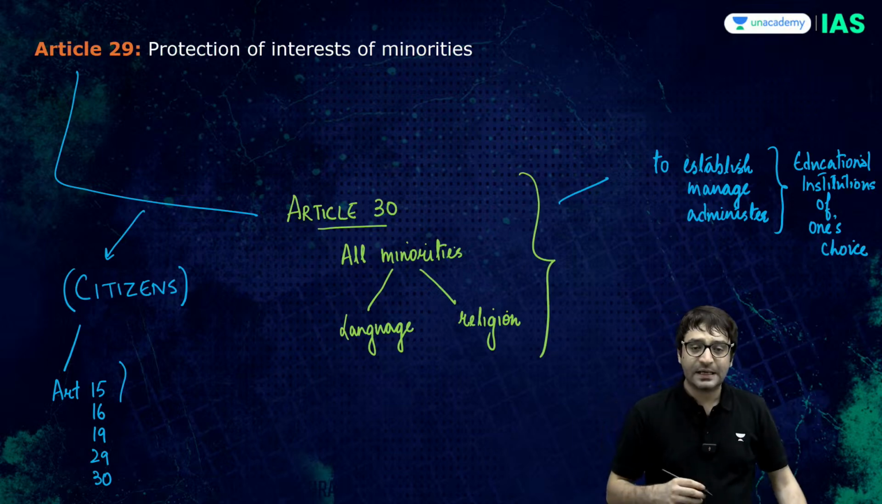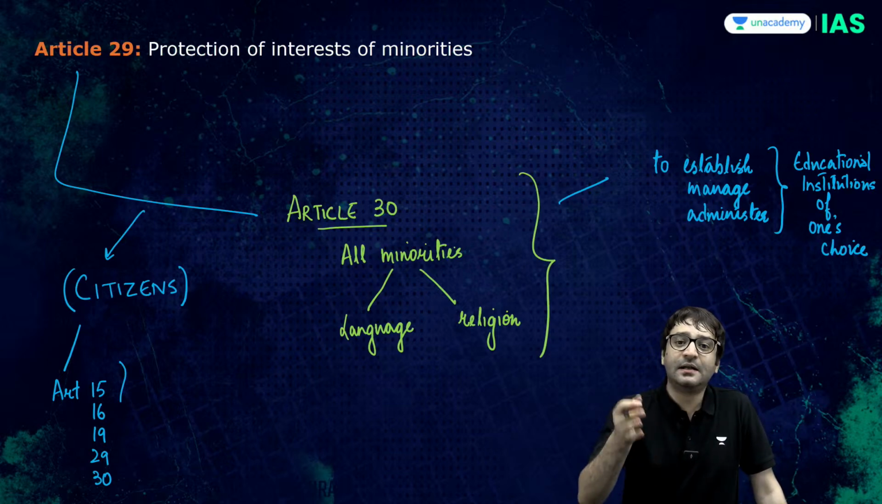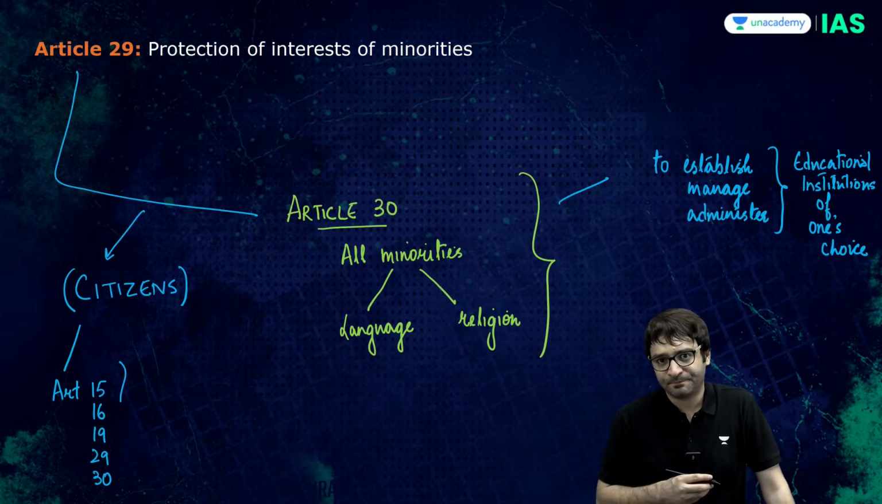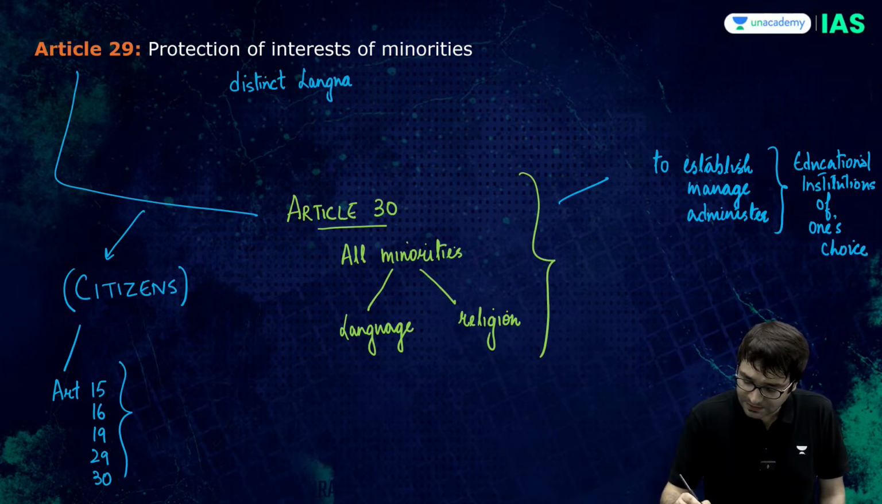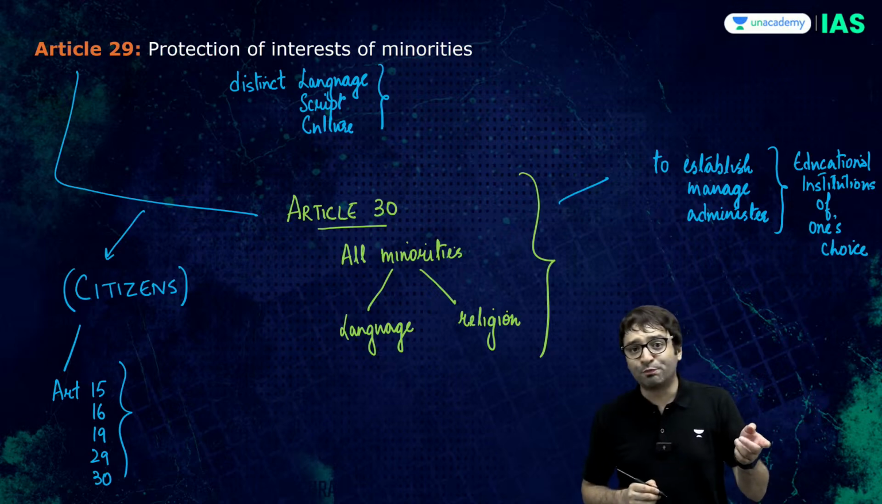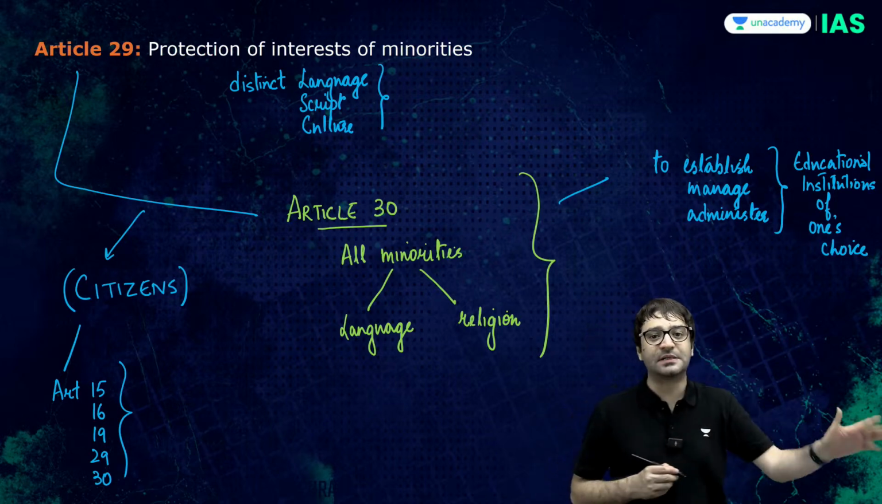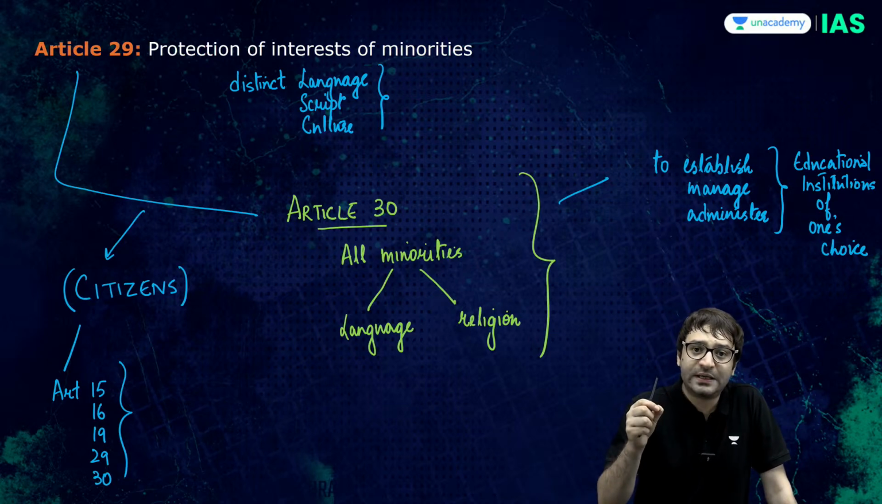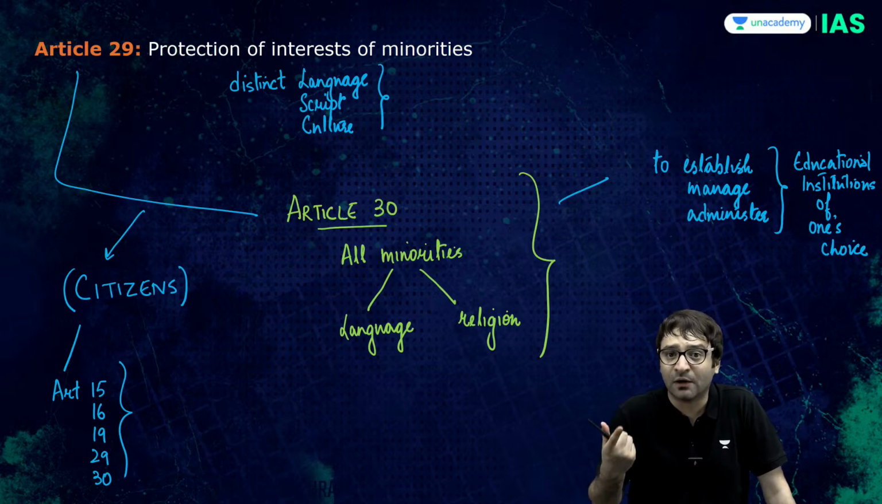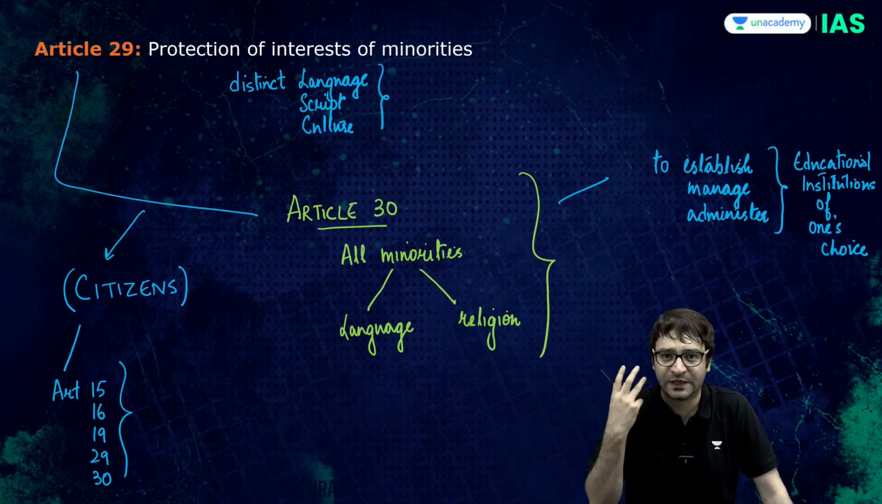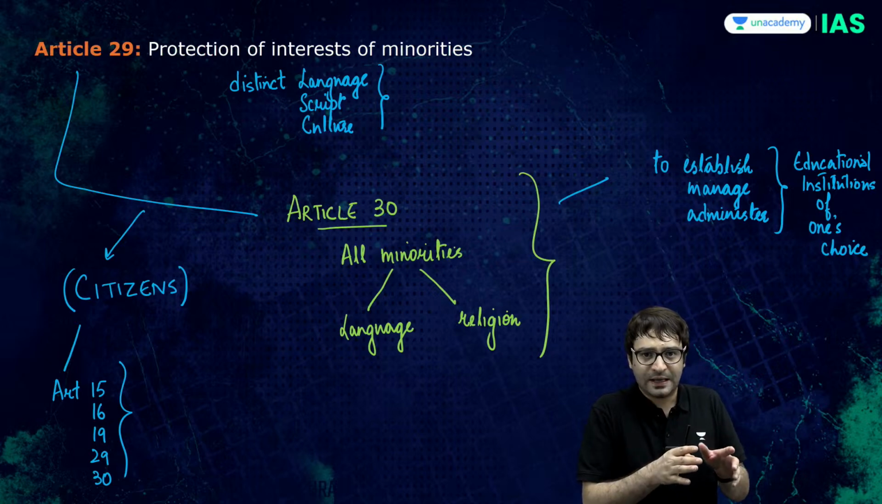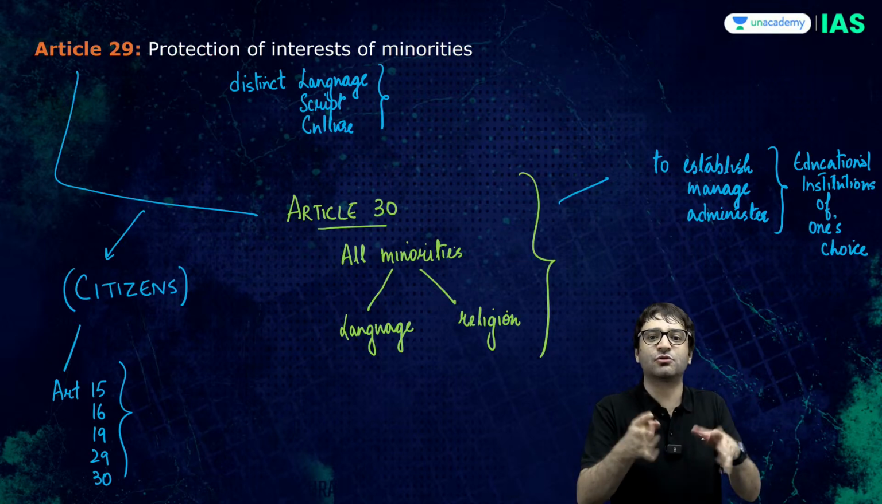And what does Article 29 say? It says all citizens residing anywhere within the territory of India, if you have a distinct language, script, or culture of your own, and you want to preserve the script, language, or culture, that is your fundamental right. So that is Article 29. It starts with the title Protection of Interest of Minorities, but it doesn't talk about minorities. It says all citizens residing anywhere within the territory of India, if you have a distinct language, script, and culture of your own, and you want to preserve that culture, you have the fundamental right to conserve it.